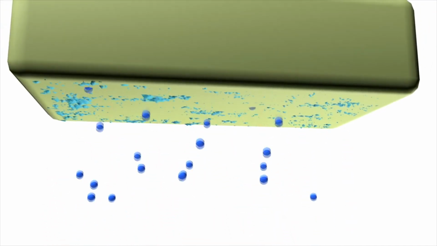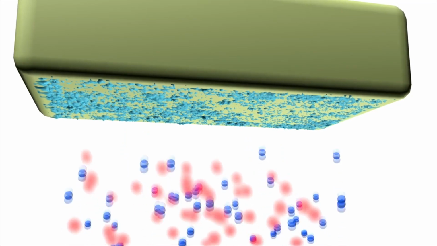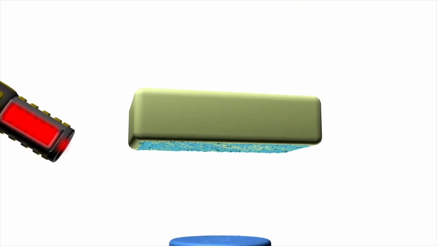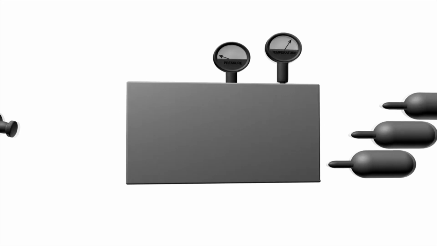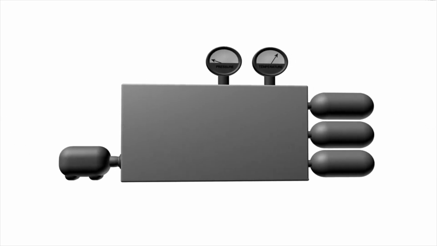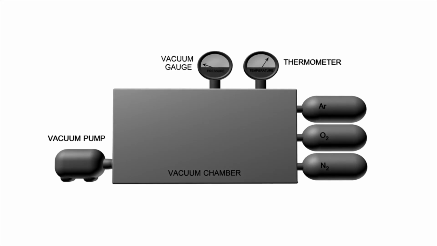Some of the extracted material is then deposited on the growth substrate, forming a uniform film that has the desired composition, structure, roughness and thickness. The deposition process is carried out either in a vacuum or at a low gas pressure environment, which is achieved with the help of vacuum pumps and vacuum gauges that are connected to the deposition chamber.